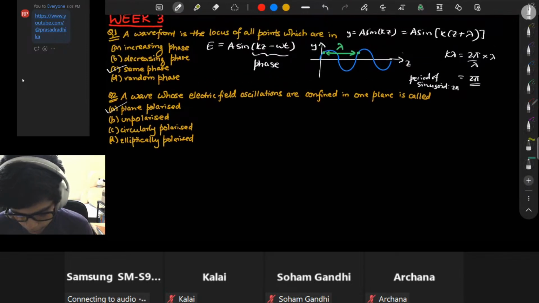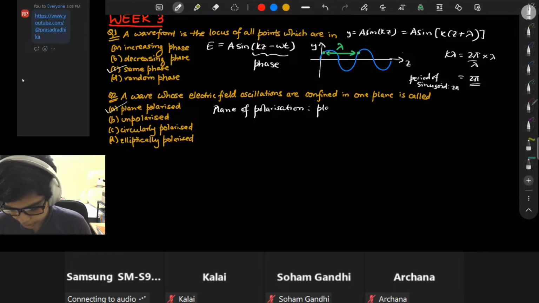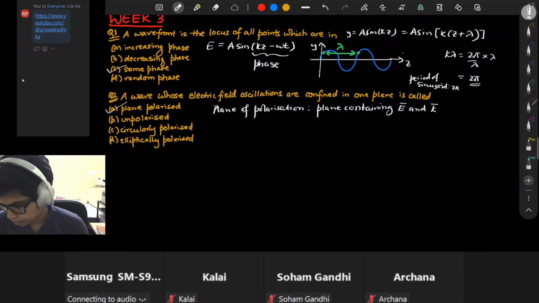And what is the plane of polarization? The plane of polarization is the plane which contains the electric field vector and the propagation vector. That is, the plane containing the electric field vector and the wave vector, which is also the propagation direction.